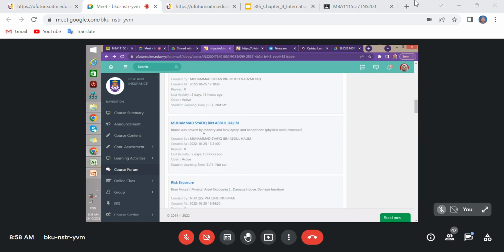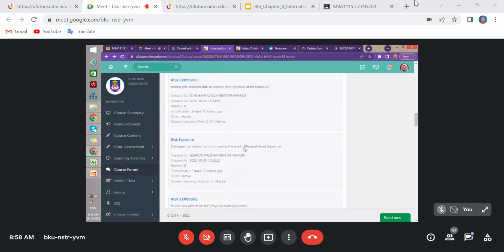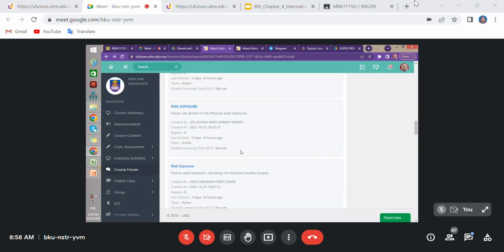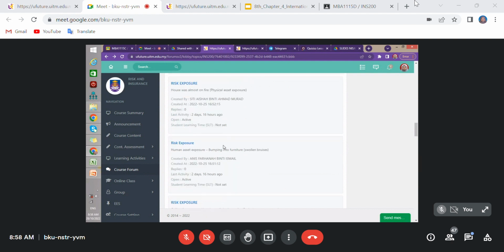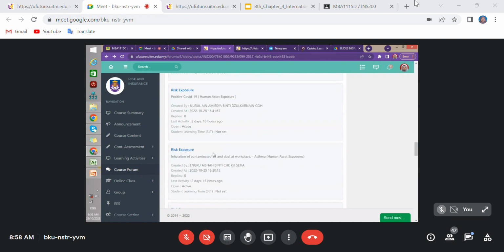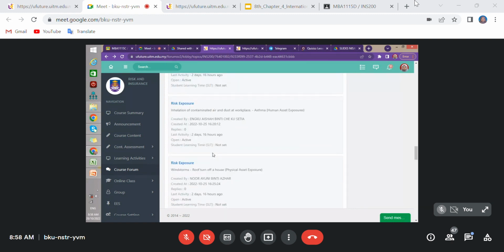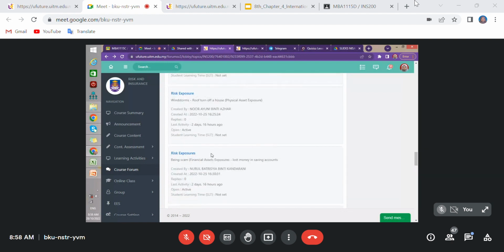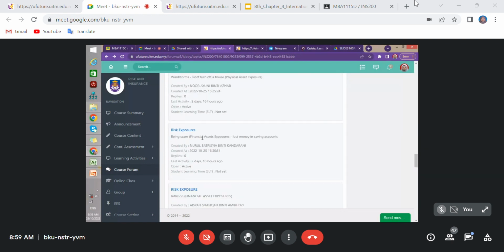House was broken into by robbery and lost laptop and handphone. Yes, we look at asset exposure to the laptop and handphone. Ceiling fan stop, human asset. Being scam, this one is a bit different. So Patricia, being scam, but still it is very vague, meaning too general. Being scam what? What kind of scam?